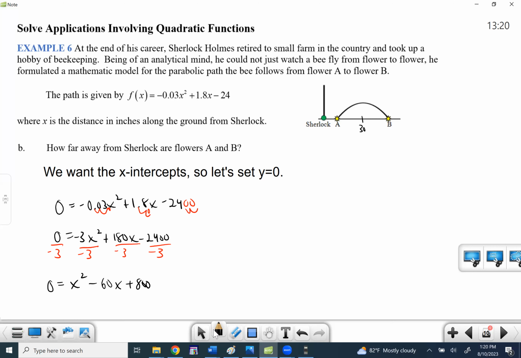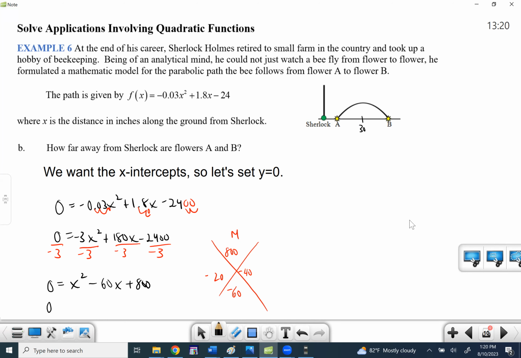And so we're looking for factors. We could use the quadratic formula, but let's see if we can factor it first. So we're looking for factors of 800 that add up to negative 60. No, it can't be 80 and 10. How many times does 20 go into that? 40, right? Yeah, that'll do it. They would both need to be negative. Let's check. Negative 20 times negative 40 is 800. Negative 20 plus negative 40 is negative 60. Cool.